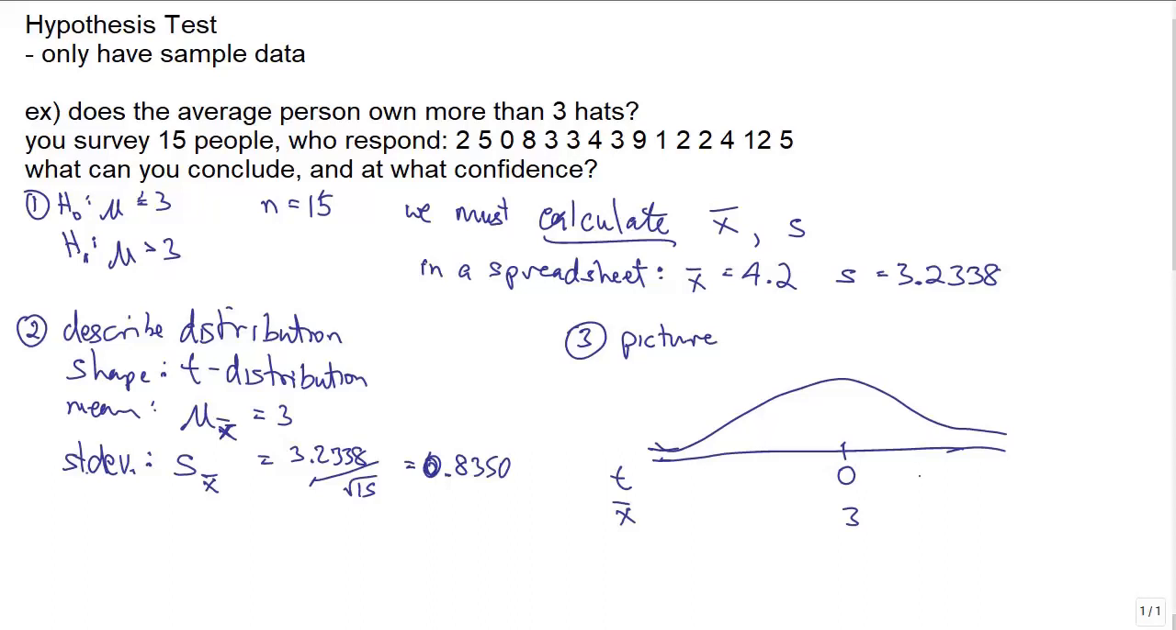And then we've got the value from the data. The x bar from the data was 4.2. And then our hypothesis test, this was a greater than alternate claim. So we mark off 4.2 and it's greater than, which is a right tail. So we shade the right tail. There's the picture. Next we do our calculations.